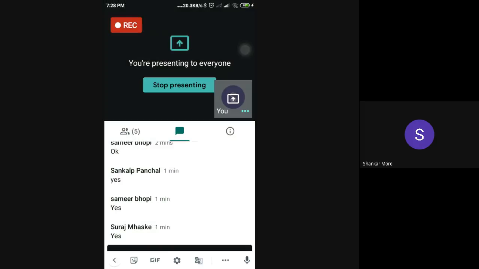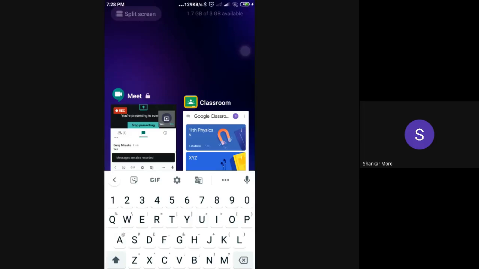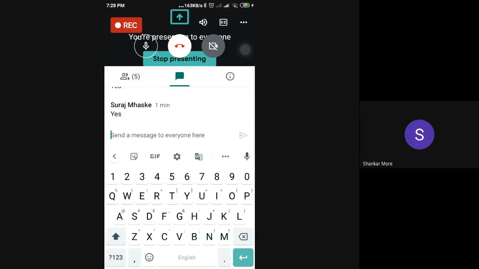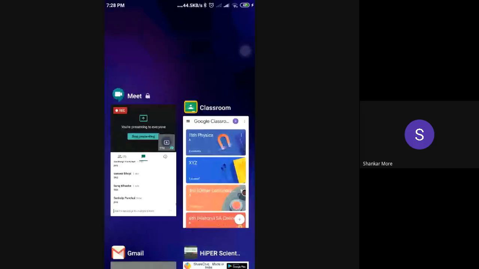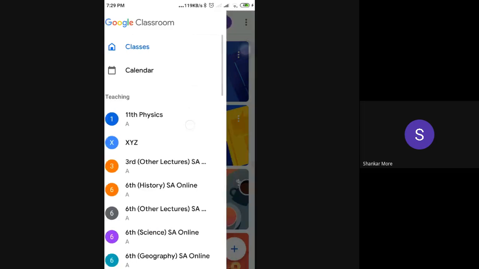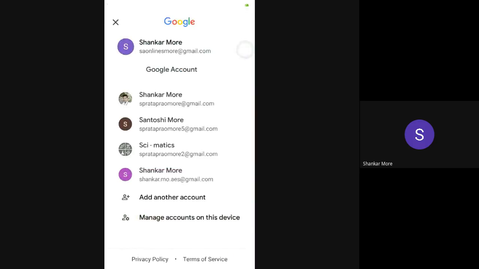Make sure that when you enter into Google Classroom, see, can you see the screen? Okay, good. See, this is the teacher's account, and here are your logged in emails.